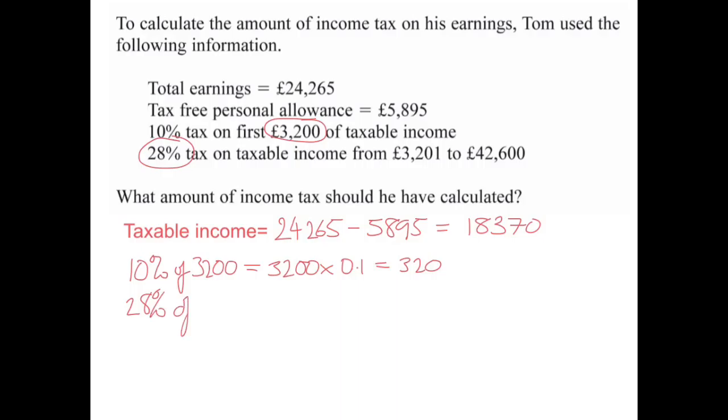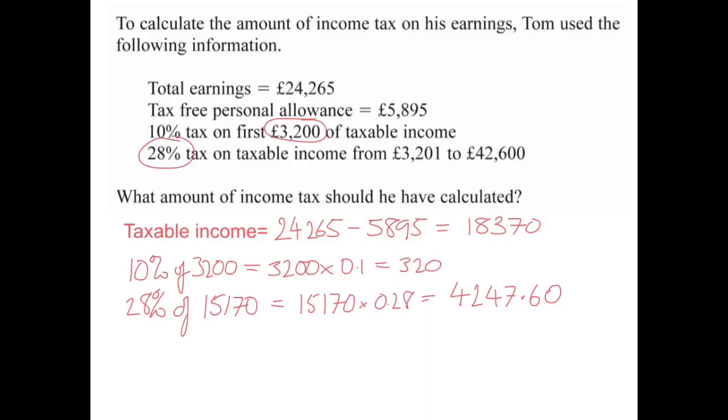And so if he has £18,370 which is taxable, and 3,200 has already been taxed, he now has £15,170 still to be taxed at the higher rate. So that's 15,170 multiplied by 0.28. And when we put that into our calculators, we get 4,247.6. But because we're talking about money, just make sure that you put a second decimal place.